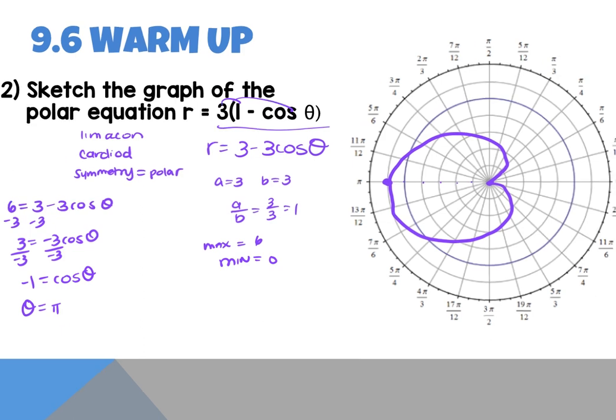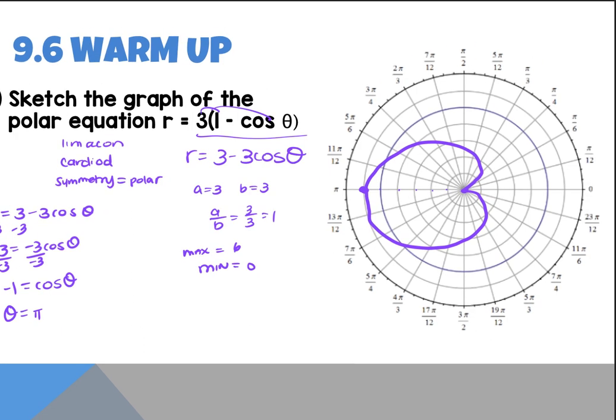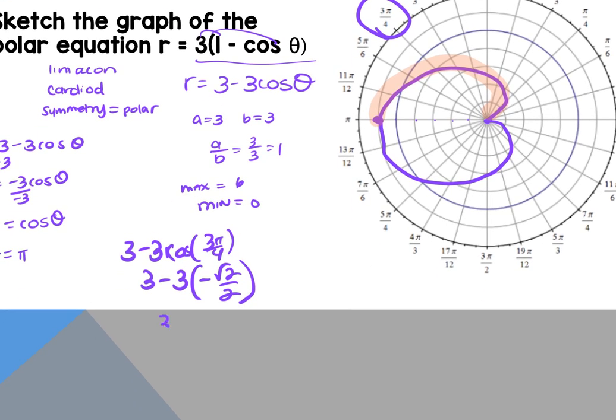Okay. Now, when I go to graph this rounded side, you really probably only need 1 point. So I'm going to pick 3 pi over 4, and I'm going to plot it. So I plug in 3 minus 3 cosine 3 pi over 4. The cosine at 3 pi over 4 is negative root 2 over 2. And I get 3 plus 3 root 2 over 2.